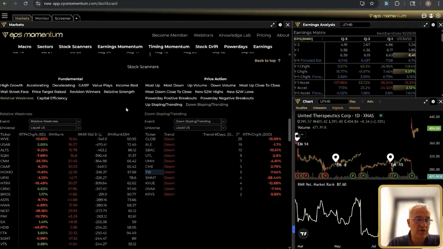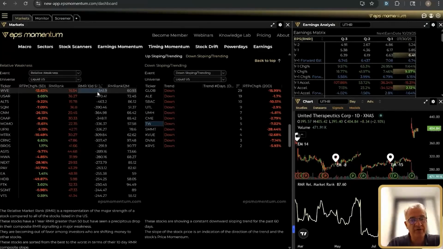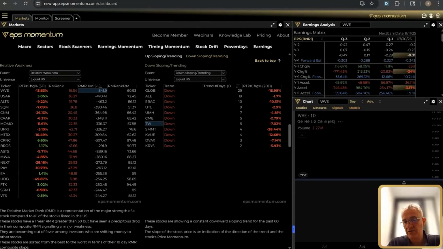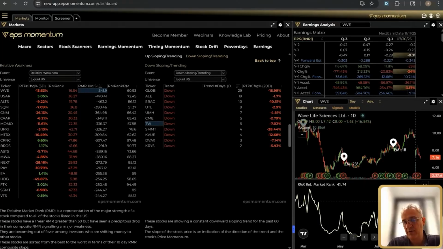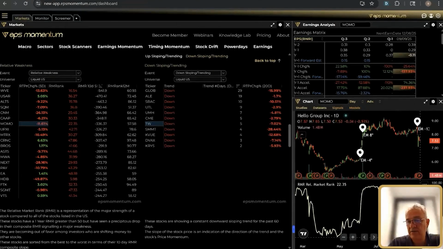So here we're focusing on the RMR that is deteriorating. So we're looking at the slope of the RMR. We want to see the downward slope here. It used to be a top-notch stock, and then recently it's dropped so much, almost 50%, that it underperforms almost 80%, 85% of all the stocks. Same thing, another one here, Momo, going down significantly.